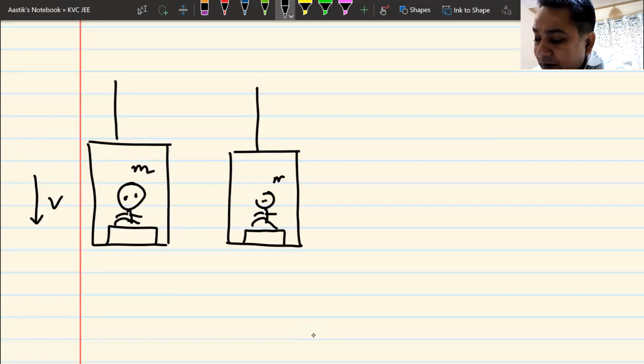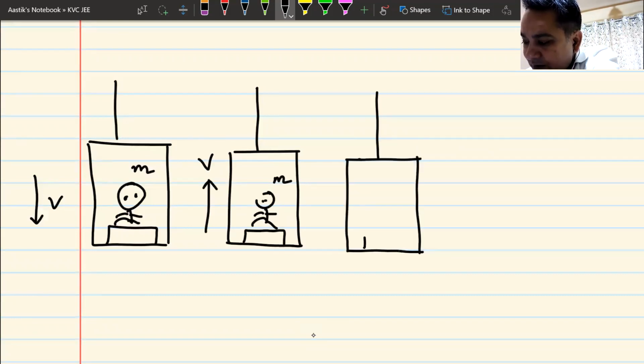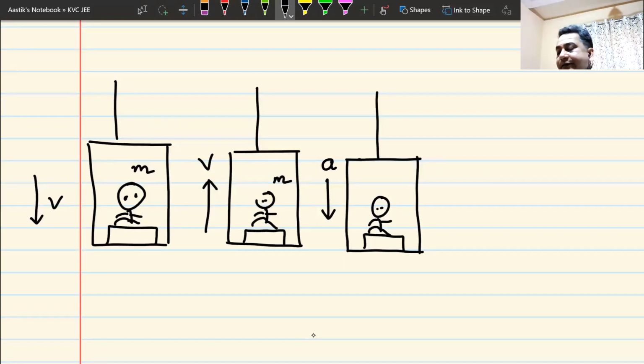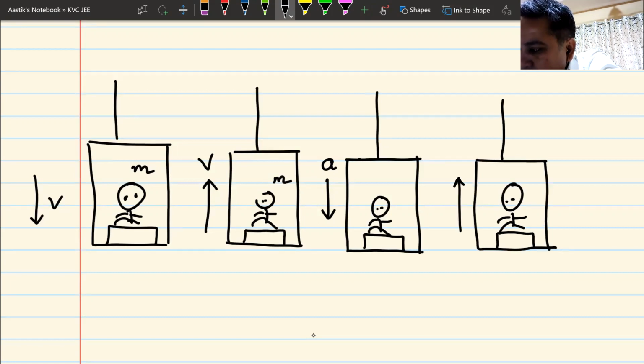Second case, again, the mass of the man is m. The lift is moving upwards with a velocity v. Third case, the man is standing on the weighing machine, mass m. It is moving downwards with an acceleration a. Fourth case, it is moving upwards with an acceleration a. In all the 4 cases, you have to find out the reading in the weighing machine. Your time starts now.